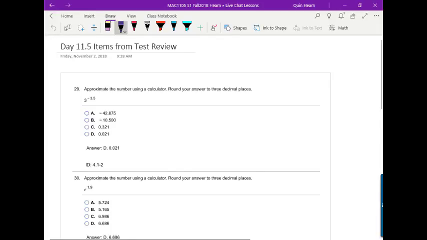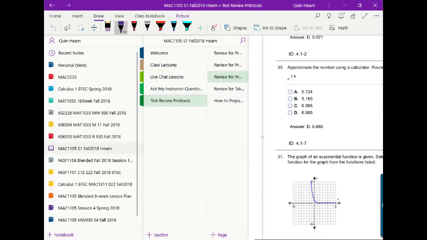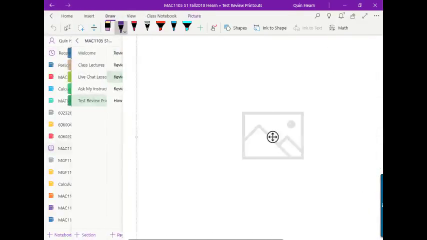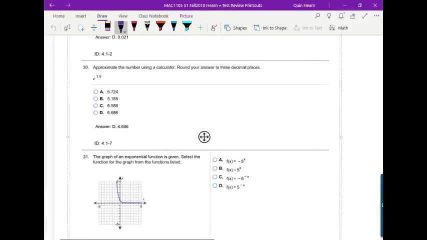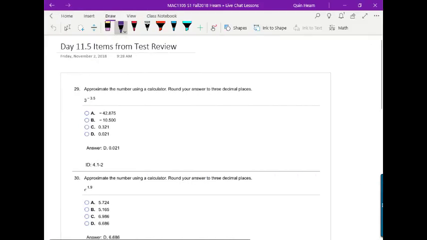The next thing we're going to do is look at a couple of exercises from the test review. Remember, your test review is posted in your OneNote notebook. Here's the test reviews folder, and we have one for test 1 and test 2 and test 3 here. This is the same test review from your My Math Lab. It's just that I've printed out one version of it in case you need it. All right, so let's take a look here.